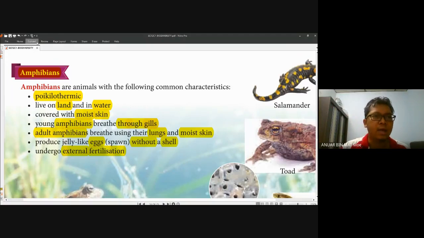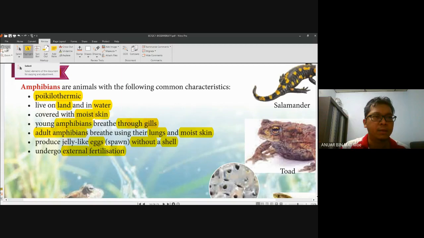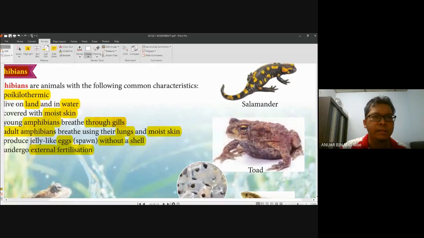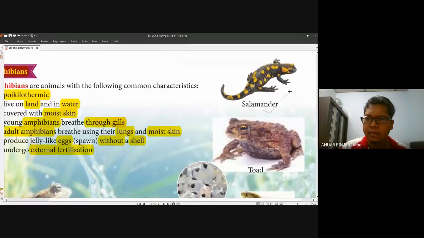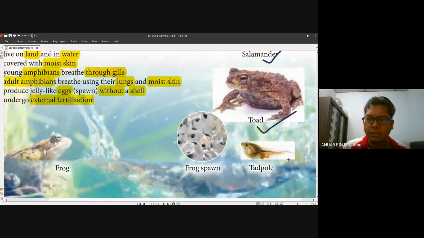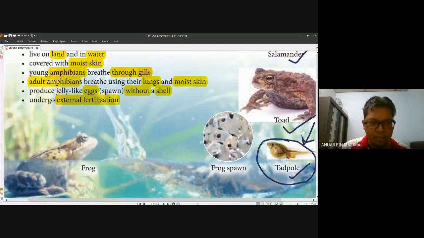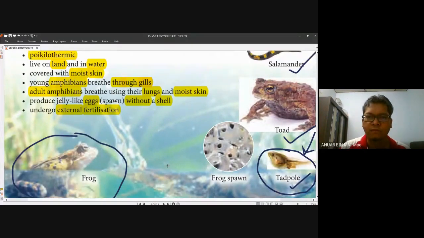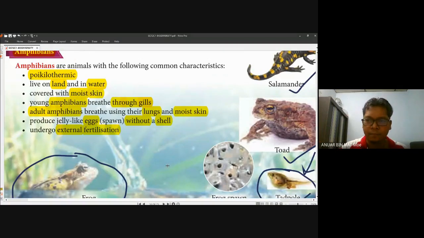Okay, what are the examples of animals here? The examples of animals are, number one, salamander, right? Toad. The tadpole is the younger version of the amphibian, the younger version of the frog or the toad here. Okay, and then the frog here. This is all what we call an amphibian. Okay, next one.